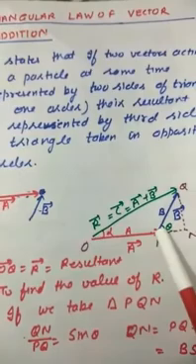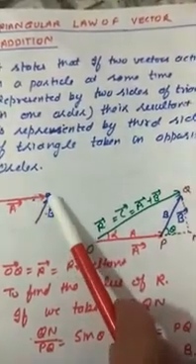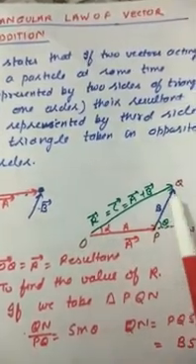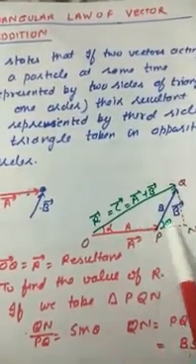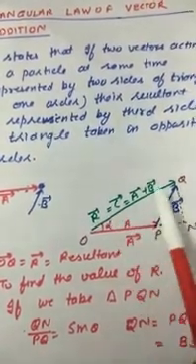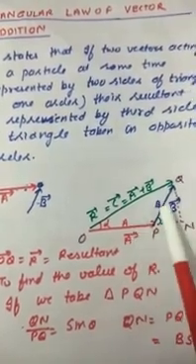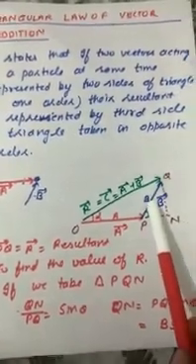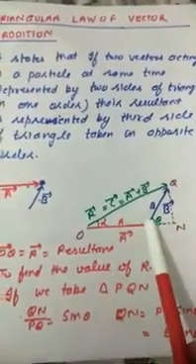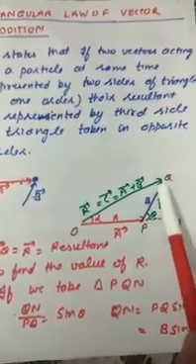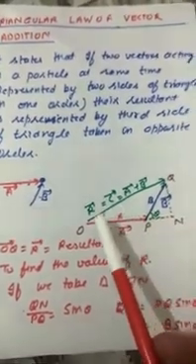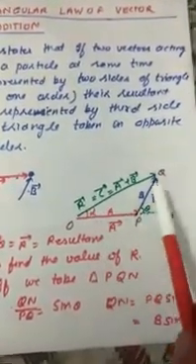And this is the triangular law: if two vectors are acting on a body simultaneously at the same time, and they are represented by two sides of the triangle in the same order, the third side taken in opposite order will represent the resultant of these two vectors. This is the triangular law for vector addition. Now, if vector OP is equal to vector A and vector PQ is equal to vector B, then vector OQ is the resultant of these two, and this is equal to vector A plus vector B.